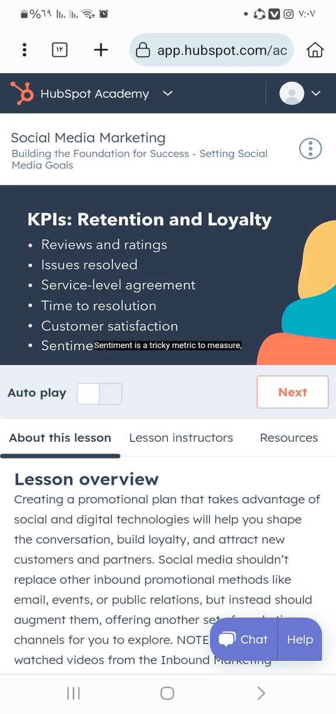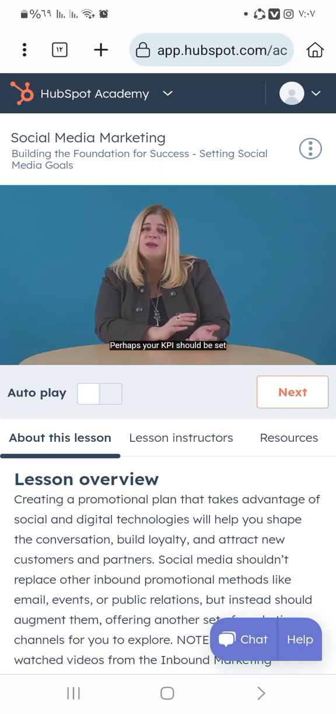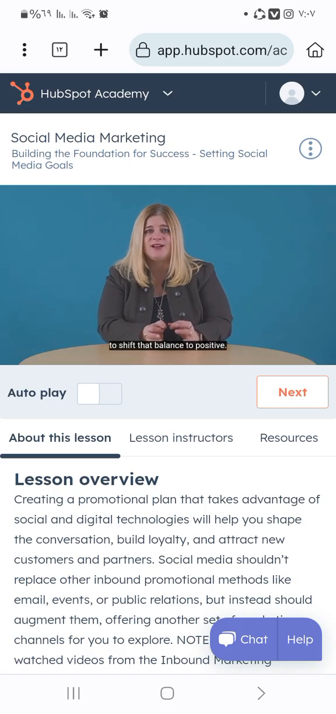Sentiment is a tricky metric to measure, but it's important because sentiment tells you what people are thinking and feeling about your brand. Is it negative? Perhaps your KPIs should be set to shift that balance to positive.